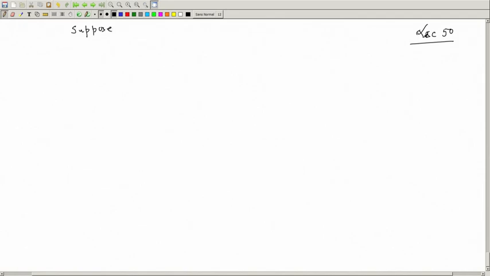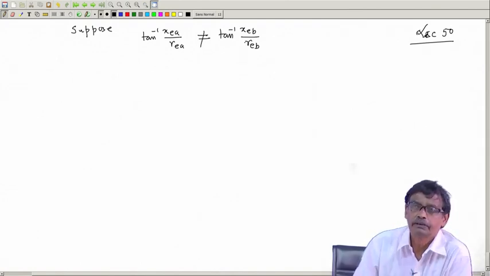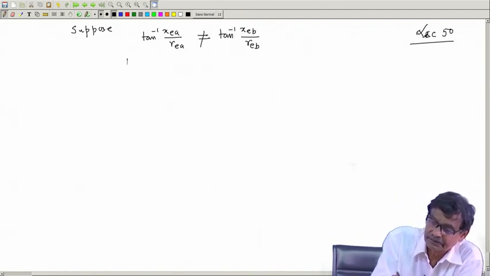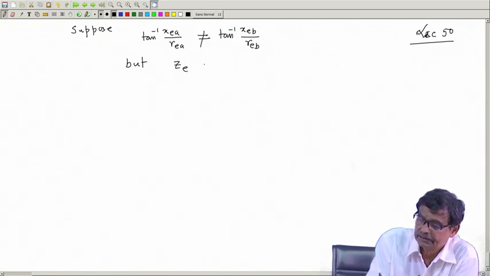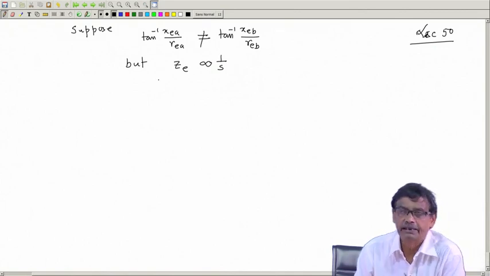Suppose tan inverse of XEA by REA is not equal to tan inverse of XEB by REB. Suppose they are not equal, but the impedances are inversely proportional to the kVAs, so Z is proportional to 1 by their respective kVA. For A, ZDA is 1 by SA, and ZDB like this.